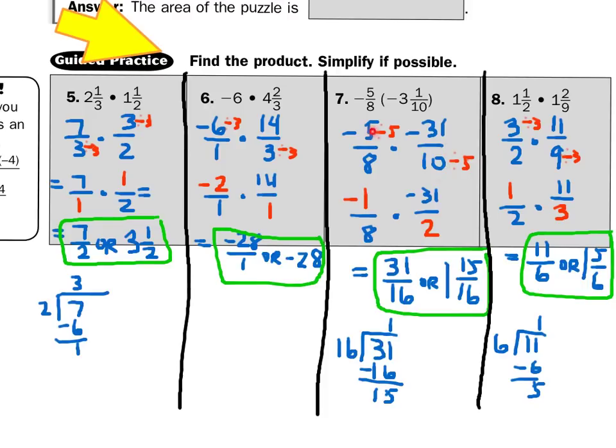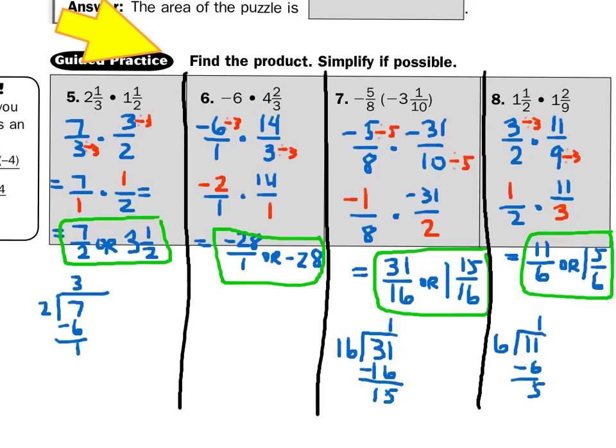And now look across here. Look at the negative 5 and the 10. They have a common factor of 5. So let's divide that out. Negative 5 divided by 5 leaves me negative 1. And bring down the 8 times, bring down the negative 31, and then 10 divided by 5 gives me 2. And now multiply straight across. Negative 1 times 31 gives you positive 31. 8 times 2 gives you 16.